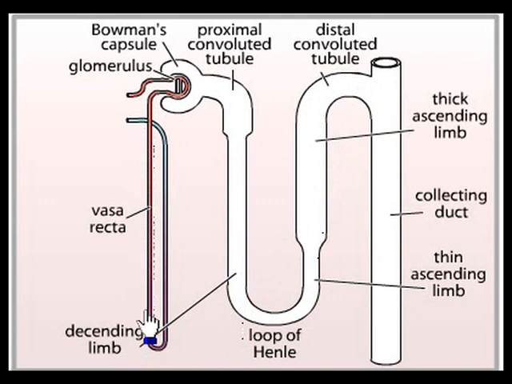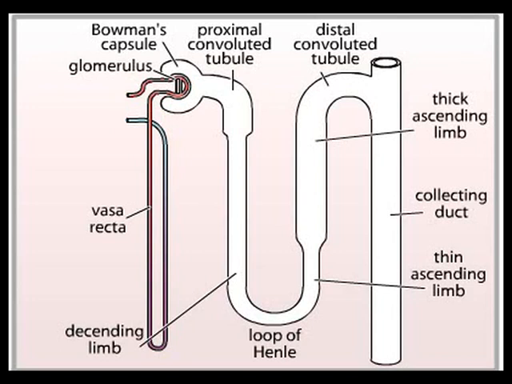Now, these are the vasa recta, and this is the descending limb, and this is the thin ascending limb, this is the thick portion of the ascending limb, the DCT and the collecting duct. Remember, all these are housed in the medulla of the kidney.